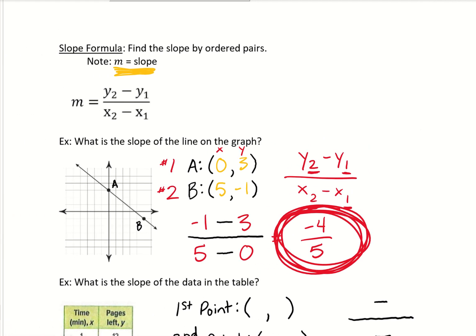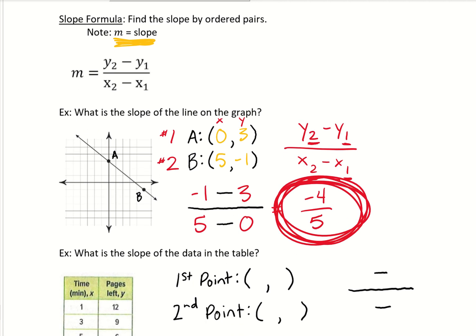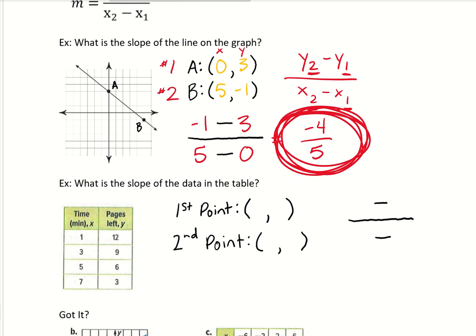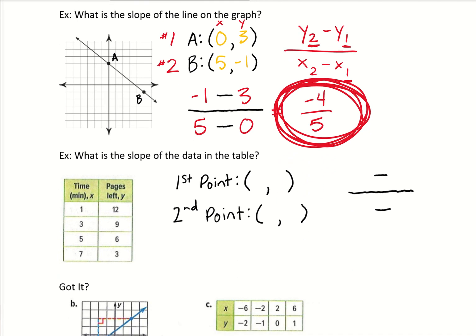Okay. If you have any questions on that, feel free to ask me when I see you in class next. The next example, we are looking at a table. In the table, you can see all of our data points. Whenever we're given a table, you just need to pick 2 points. It does not matter which 2 points, and it doesn't matter which order you have them in. All that matters is that you have 2 points with 1 x value and 1 y value each.